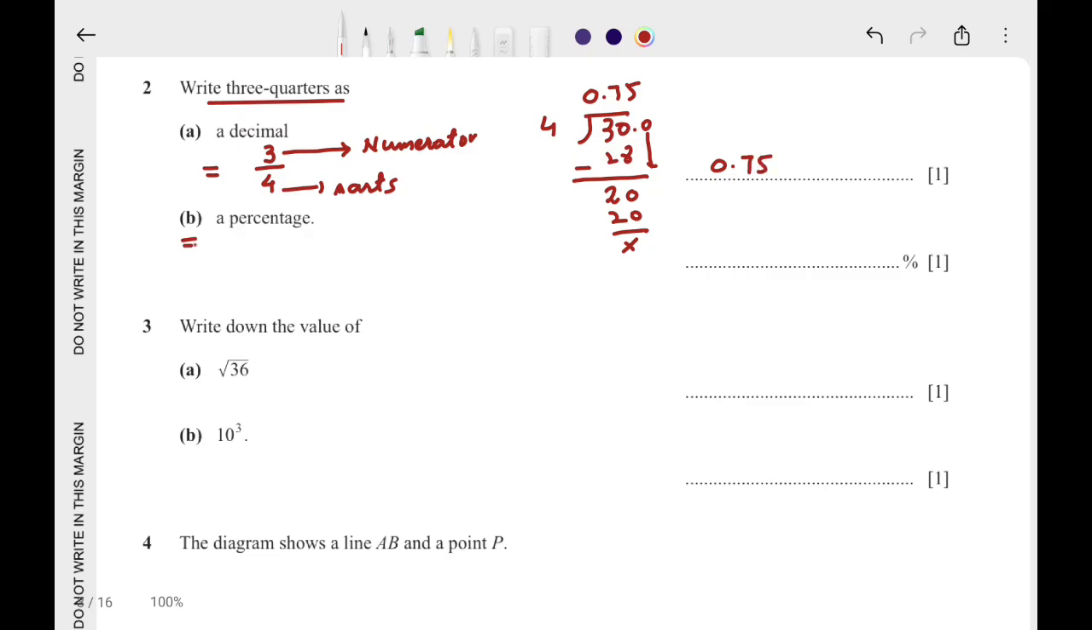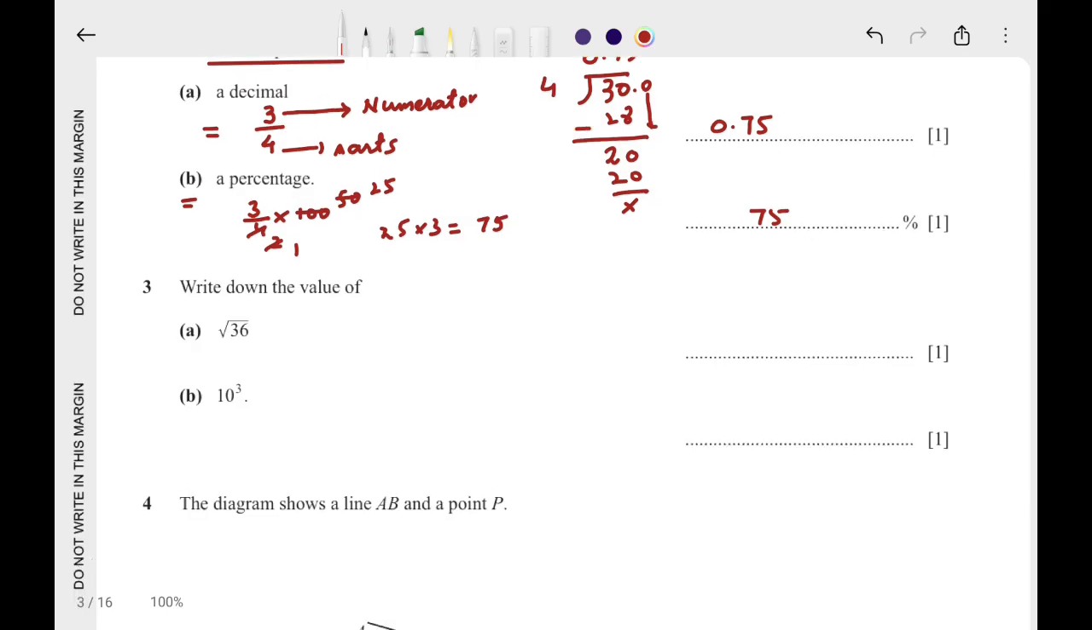So part B, as a percentage. So 3 upon 4 times 100. Whenever you change a number or a fraction into percentage, you always multiply by 100. So you can reduce this, 2 times 2, 2 times 50, and 2 times 1, 2 times 25. So 25 times 3 would be 75%. Next question.